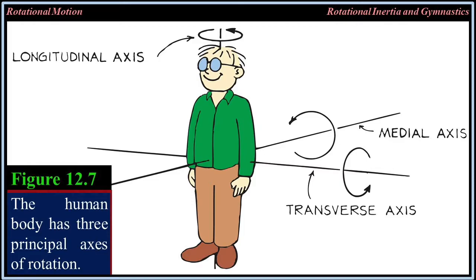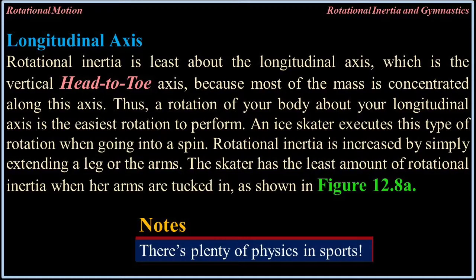Figure 12.7, the human body has three principal axes of rotation, such as the three axes, X, Y, and Z. Same idea. You just have to be able to name them. Longitudinal axis. Rotational inertia is least about the longitudinal axis, which is the vertical head-to-toe axis, because most of the mass is concentrated along this axis. Thus, a rotation of your body about your longitudinal axis is the easiest rotation to perform.